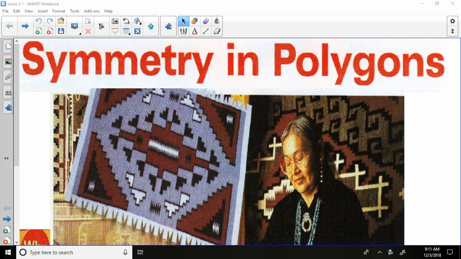But again, you're not going to have to use your compass. You get to freehand it, and this becomes very entertaining. It already started last period when somebody was trying to draw their reflection. We get to see who the true artists are in this class. Okay, so symmetry and polygons.